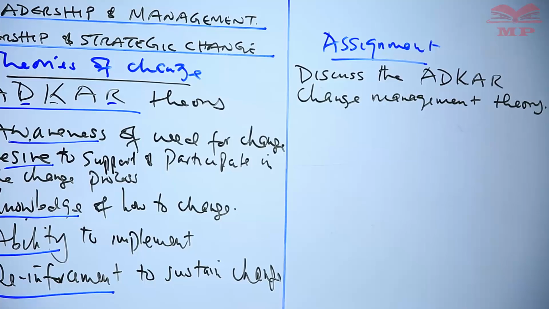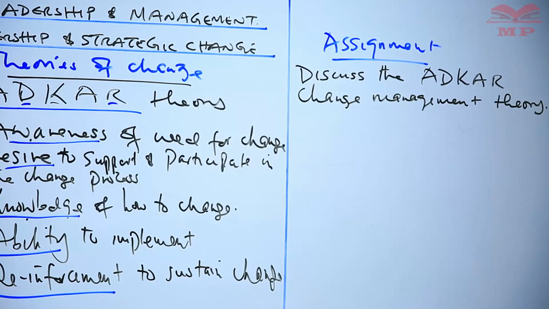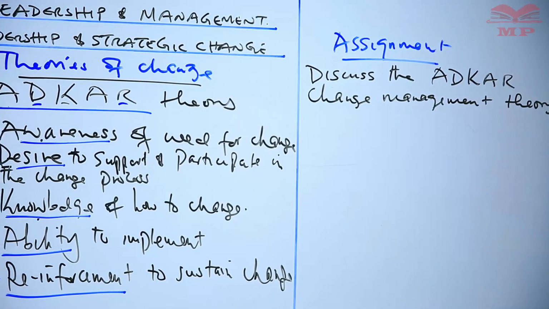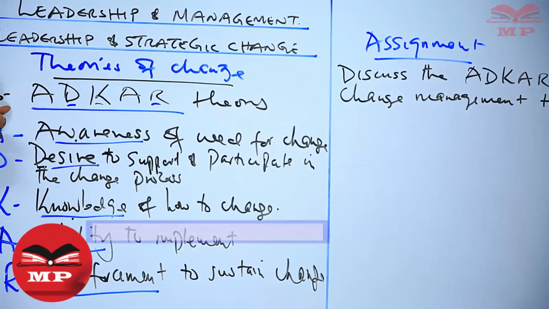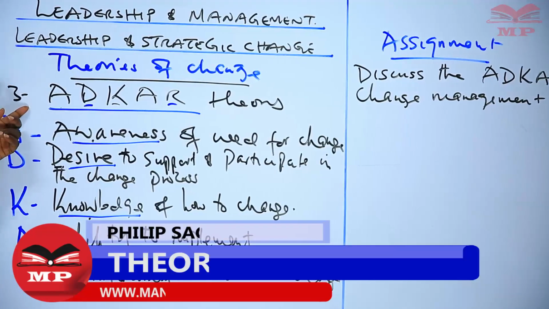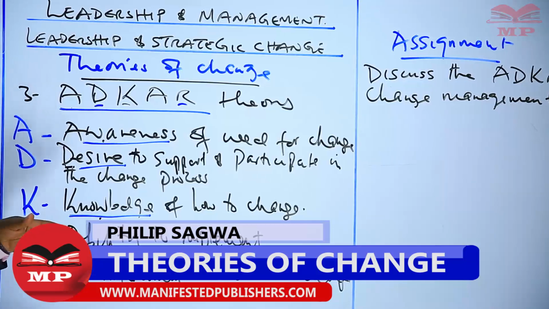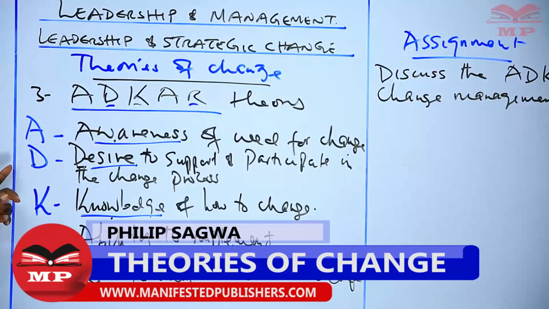We've done the third theory of change. We'll be doing the fourth one, which is the Kubler-Ross change management theory. Then lastly, we study the Lewin's change management theory.